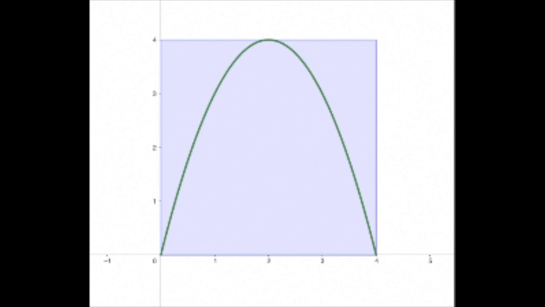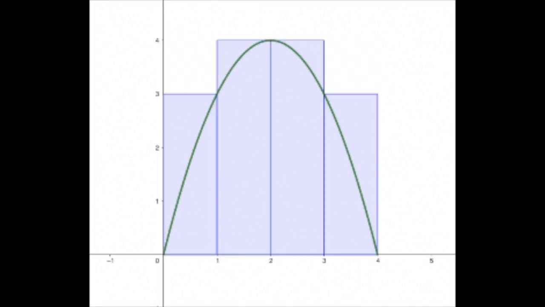Now let's construct the Riemann upper sum. Again the same partition is used. This time the height of each rectangle is determined by the maximum value of the function on each subinterval. Notice that every rectangle extends above the graph. As a result, the total area of these rectangles is greater than the exact area under the curve. This is known as the upper sum.